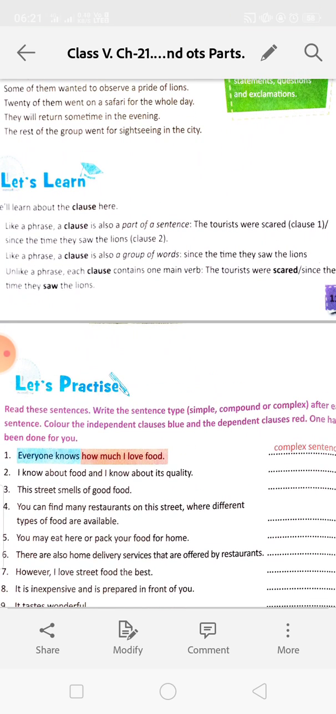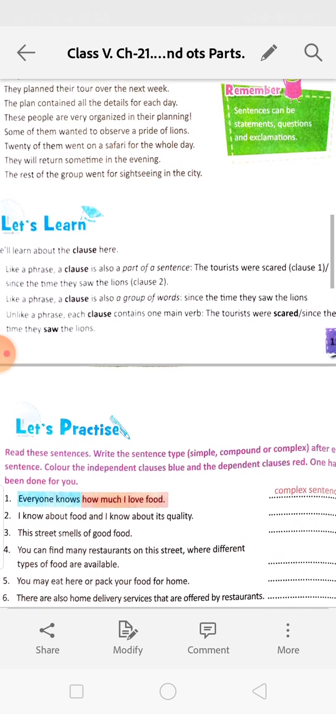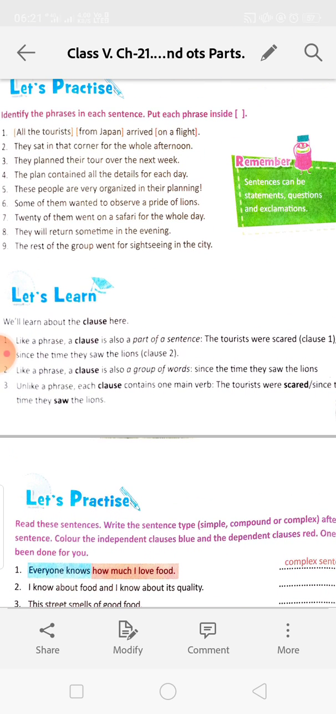Like a phrase, a clause is also a part of a sentence. The tourists were scared since the time they saw the lions is a clause too. See, here is an example given from the same exercise: the tourists were scared.